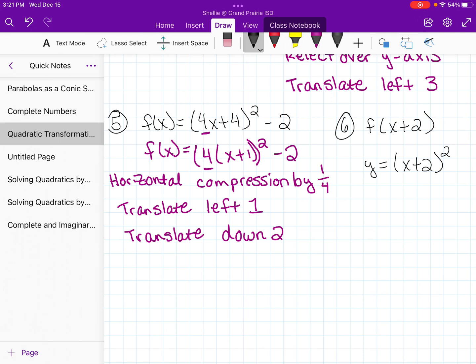Now, there's nothing in front of the x. Notice that there's nothing right here between the parentheses and the x. That means I don't have to do any factoring. I'm actually ready to go ahead with my transformations. The only thing I see is that +2, and it's in the parentheses. So that means I'm going to translate left 2 steps, or 2.